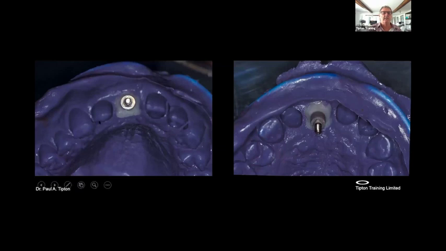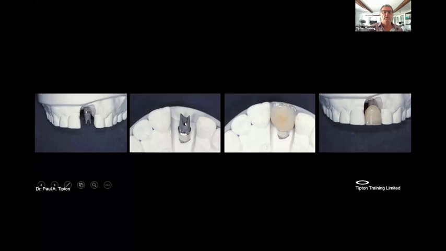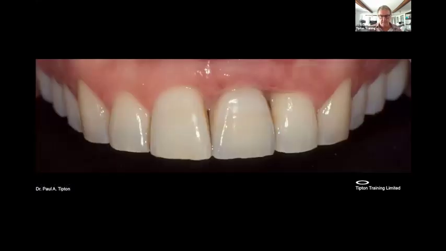And here's a nice view of what it looks like on the model. And there would be your normal impression coping. And here's the excess flowable composite, and we're taking our shades, and we're using a titanium abutment and an all ceramic restoration. We're placing the titanium abutment. We've still got a very, very nice tissue profile there, and now we're putting in our final definitive crown.